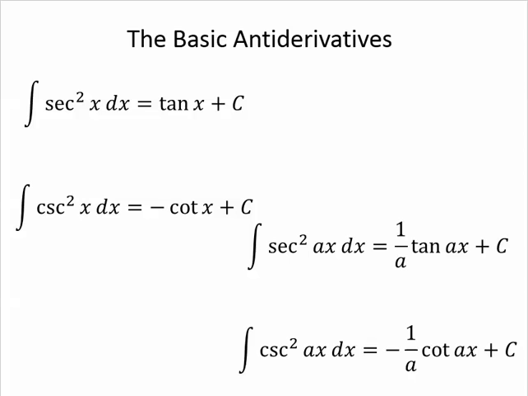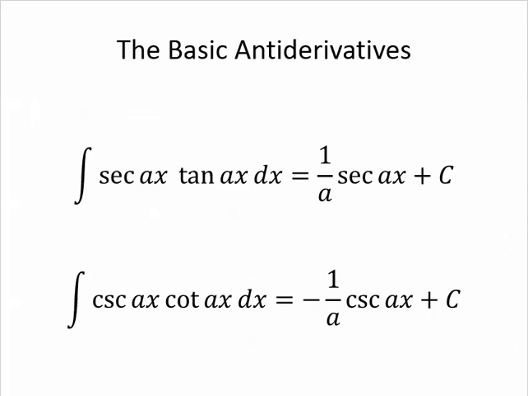And then I like to keep these formulas handy with the coefficient in front of the variable. Just makes it a little bit faster so that I don't have to do a substitution. These two formulas also come from just knowing derivatives. The derivative of secant is secant tangent, and the derivative of cosecant is negative cosecant cotangent.